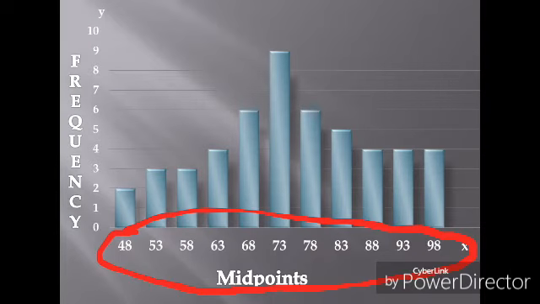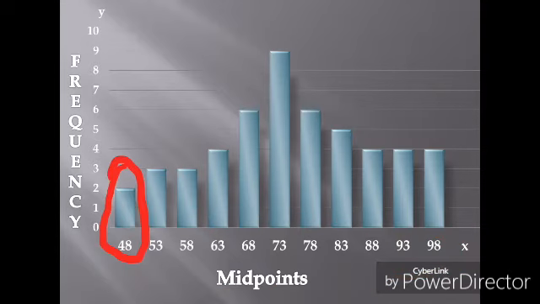At the bottom, let's write the midpoints of our classes from lowest to highest. In our example, we have 48, 53, 58, and so on. In graphing, let's start first at midpoint 48 in our table. It has a frequency of 2, so we draw a vertical rectangle or bar up to 2, then shade it. In our midpoint 53, we have a frequency of 3. Then we must draw a bar up to 3 and shade it.